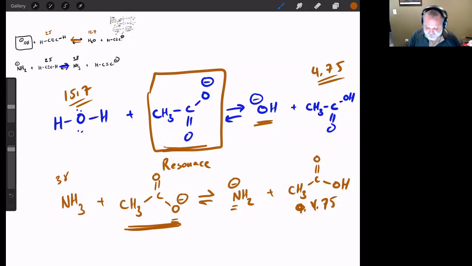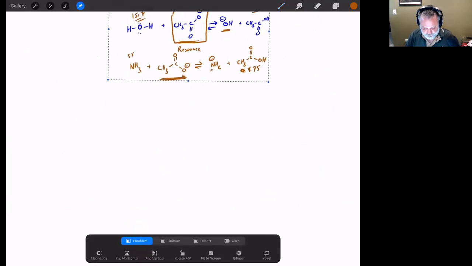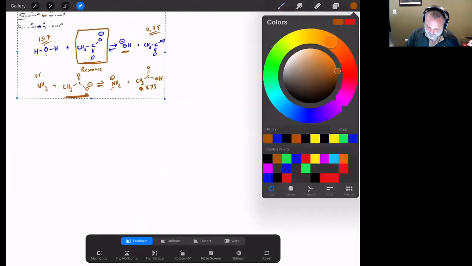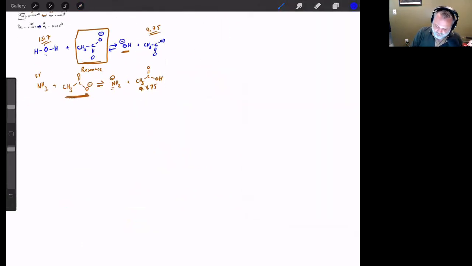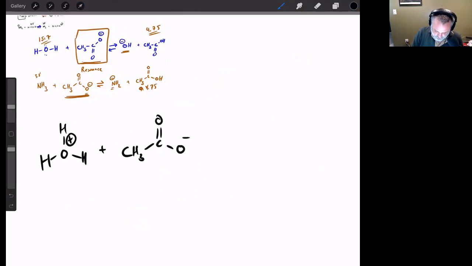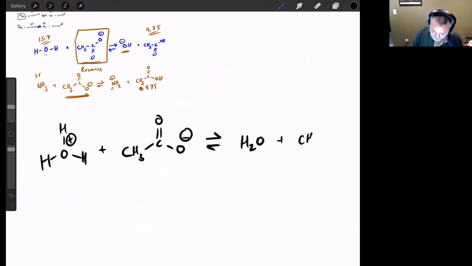But what if I were to switch it up and use something like actual hydronium ion? Is hydronium sufficient to reprotonate the carboxylate? Well, what do we got here?